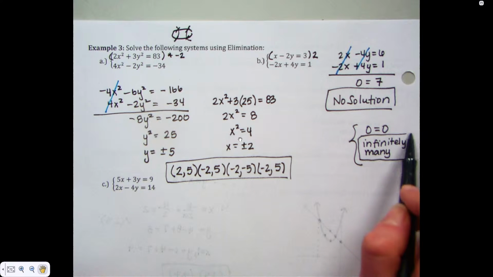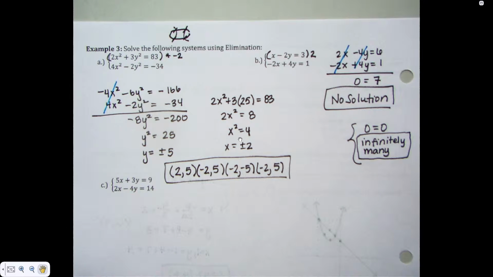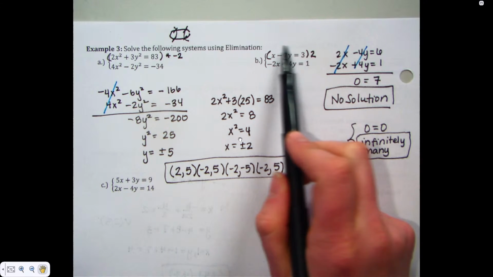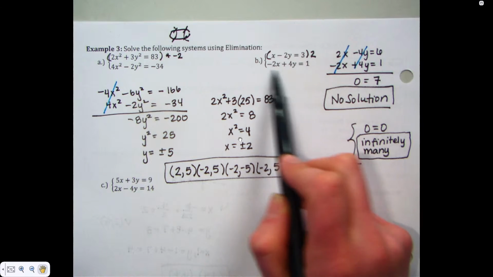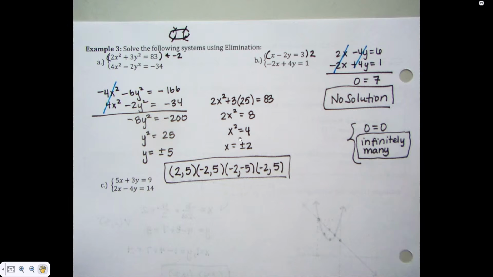That's not true here because the combinations matter, right? There are infinitely many solutions. They would just happen to be all the points that live on this line. They're multiples of each other is what's happening in that case. Anyways, so a nonsense statement, no solution, or 0 equals 0, a true statement, infinitely many solutions.